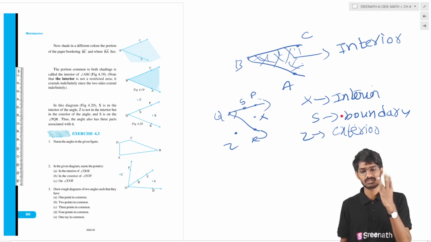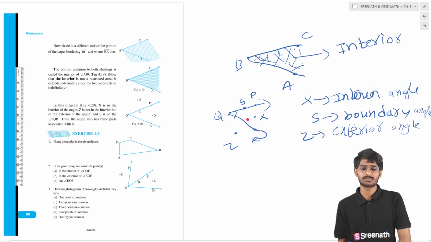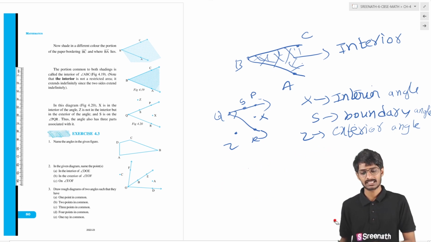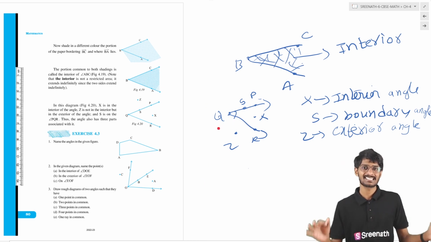so thus the angle also has three associated parts: the interior of the angle, the boundary of the angle, and the exterior of the angle. These are the three things, students. And the space between these two rays is not fixed, students. Why? Because it is a ray, it can be extended. If it goes on extending, the area also goes on increasing. So that is the thing, students: the area between the rays of an angle is not fixed. Okay, that's it, students. That is about angles.